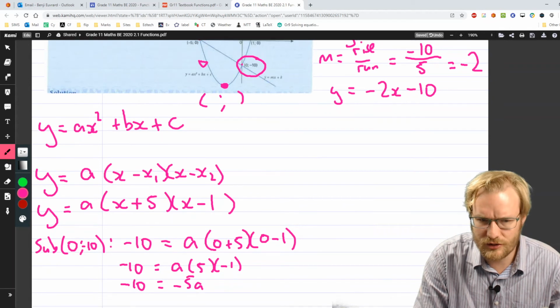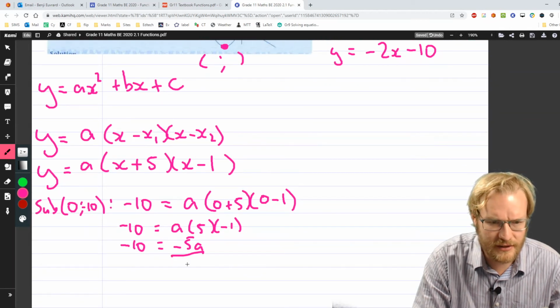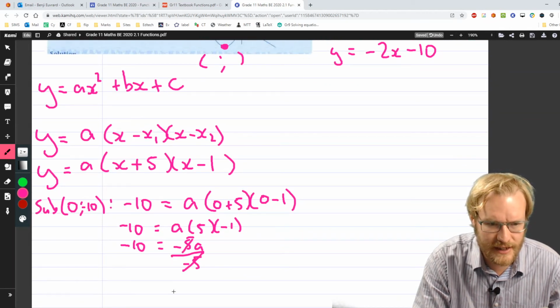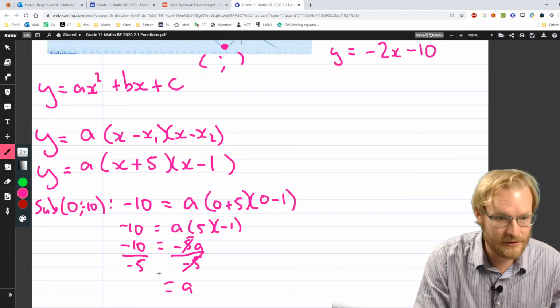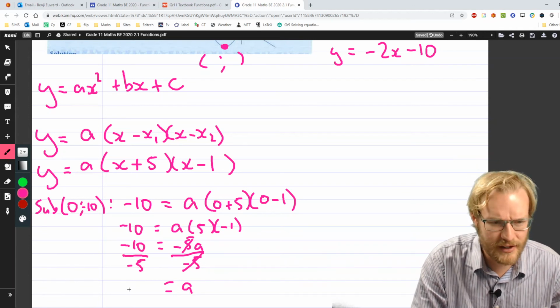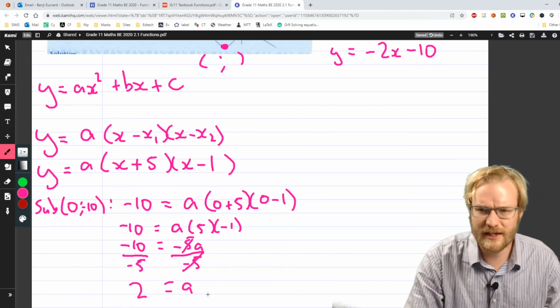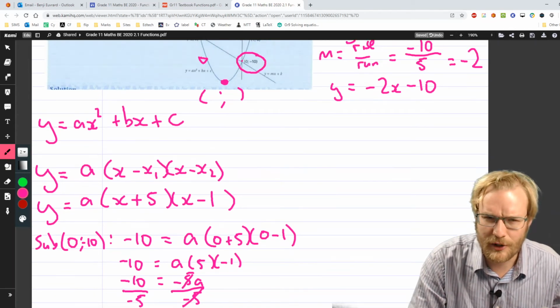What do we need to do here? Let's divide this side by negative 5. So those cancel and we have A. What we do on one side, we do on the other. Negative 10 divided by negative 5. 2. A is 2.